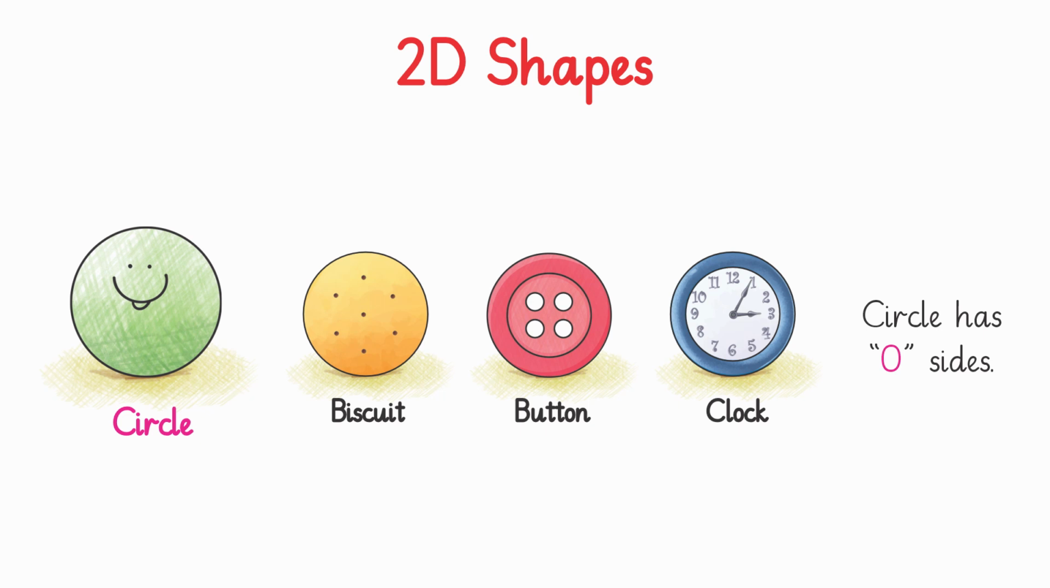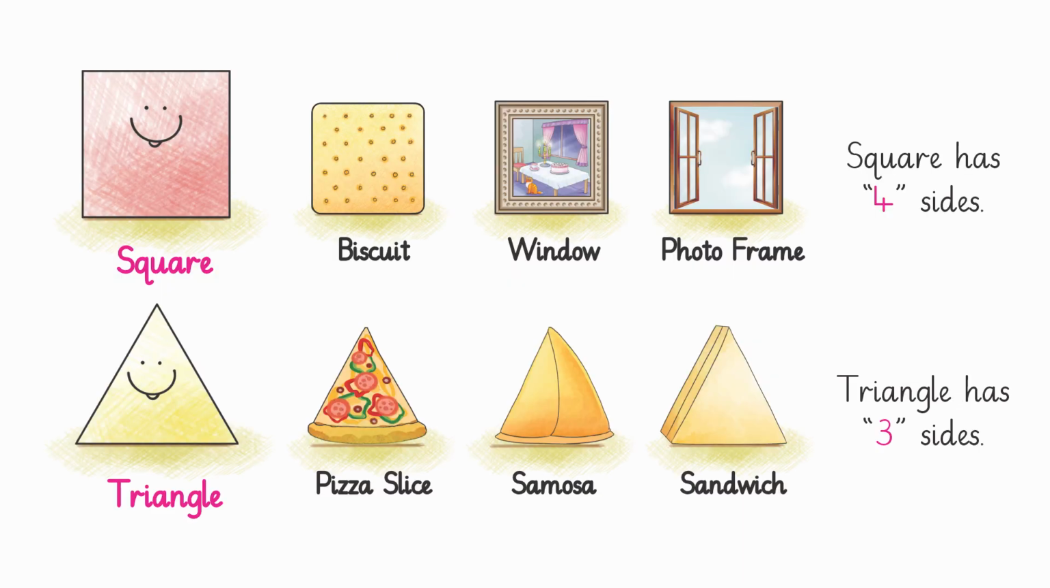Our today's topic is 2D shapes. In 2D shapes, the first shape is circle. We can compare circle with a round biscuit, button, and a clock. Circle has 0 sides. Second shape is square.